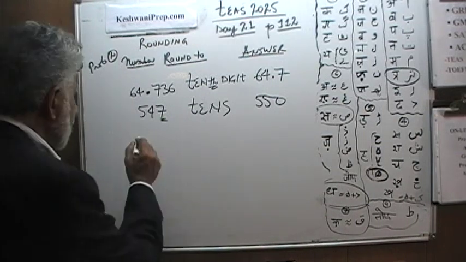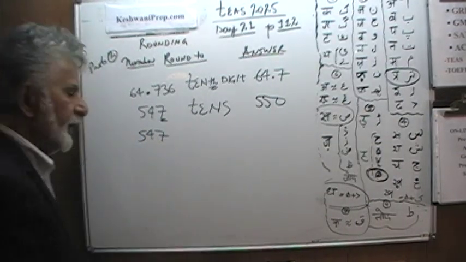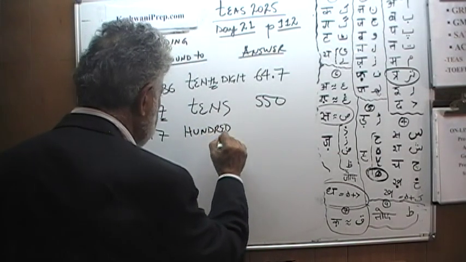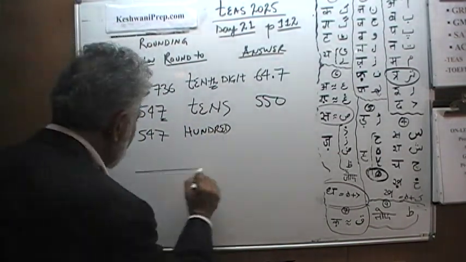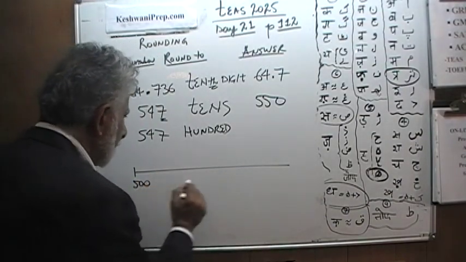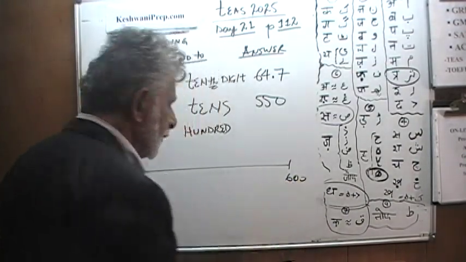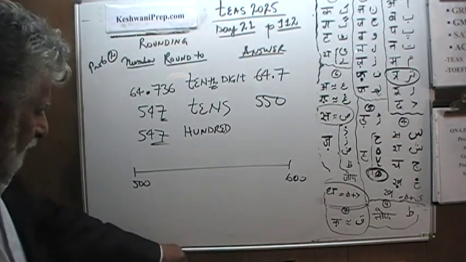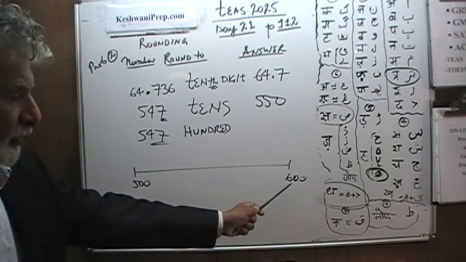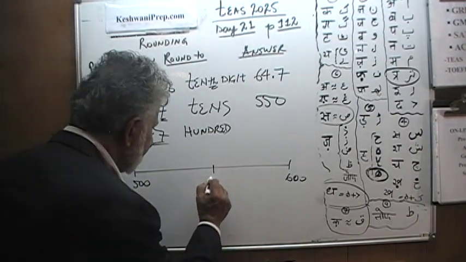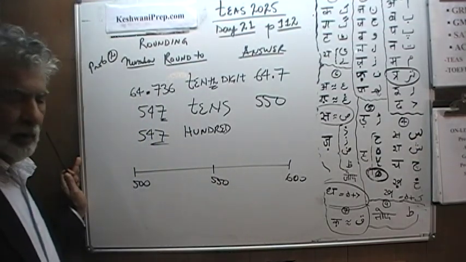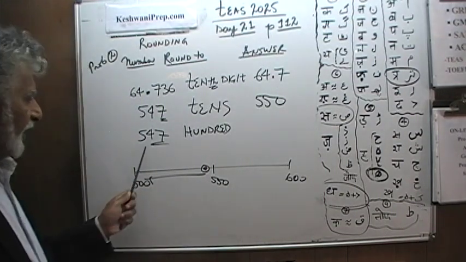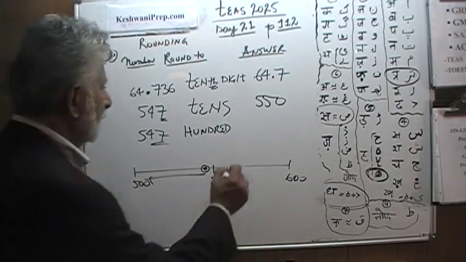On the other hand, if you were given the same number, 547, and asked to round it to the nearest 100, again we ask ourselves the same question. We go from 500 to 600, and we ask ourselves, where does 47 fall? Does it fall closer to this end or that end? Well, 550 is the halfway mark, and we are at 47. This falls closer to 500. So 547 when rounded to the nearest 100 will become 500.